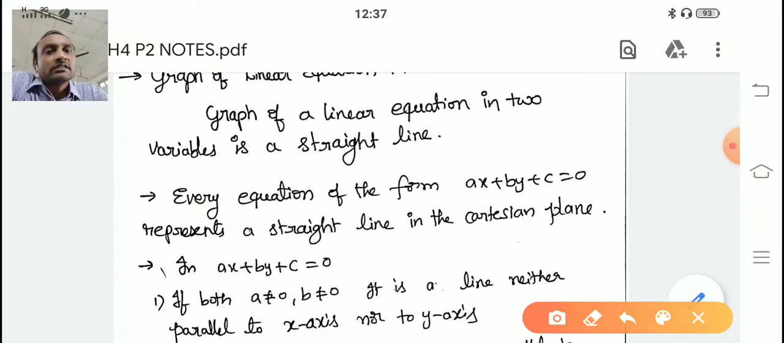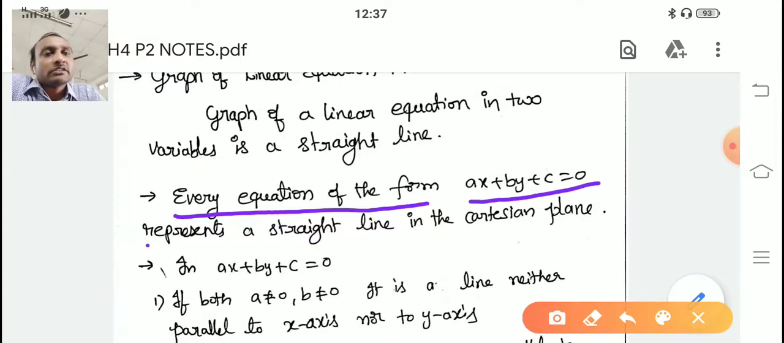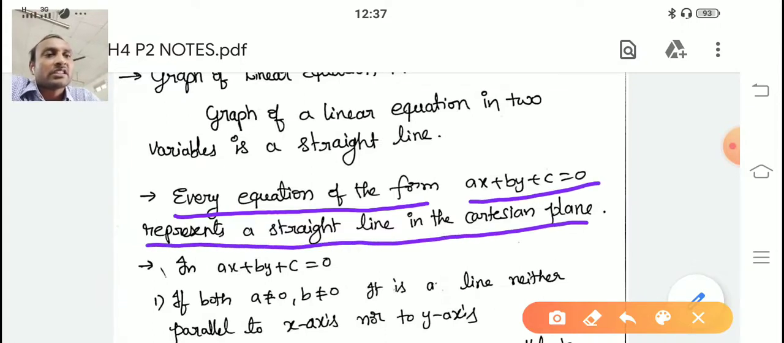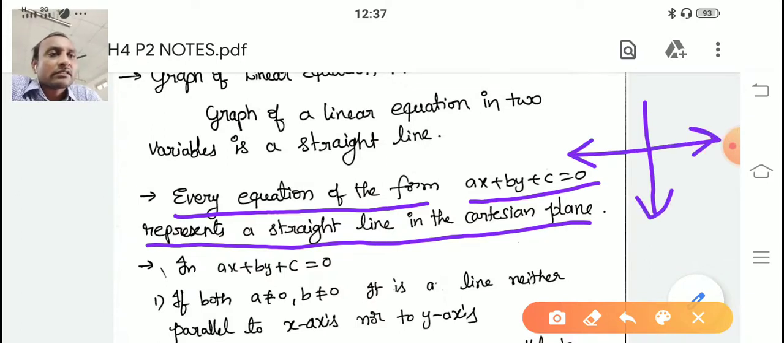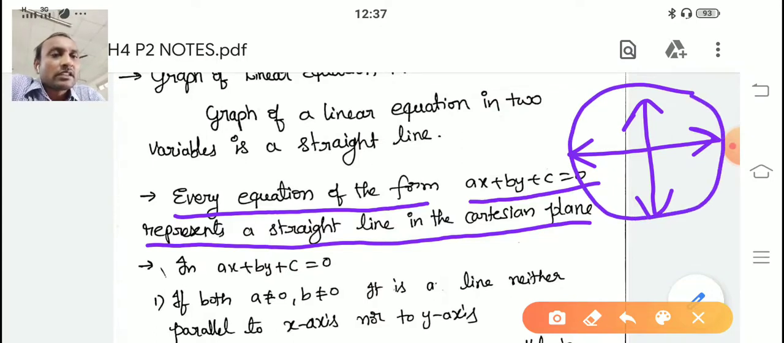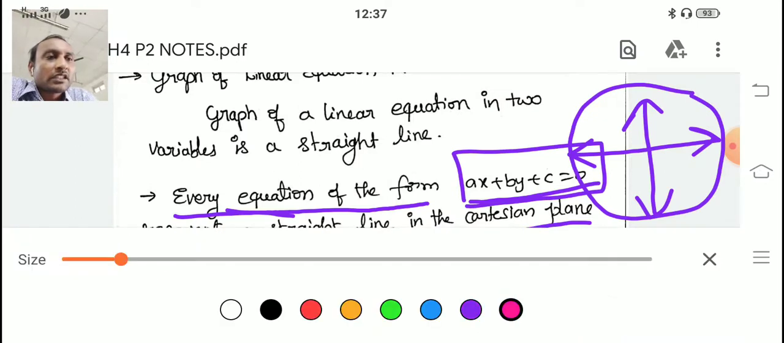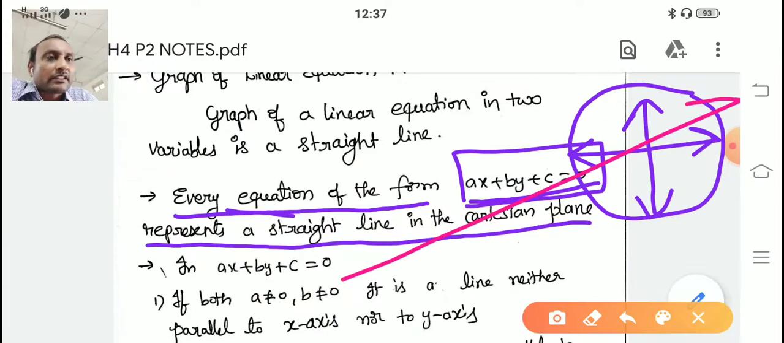First, every equation of the form ax plus by plus c equal to 0 represents a straight line in the Cartesian plane. Cartesian plane means, as you know very well, the x axis and y axis. On this Cartesian plane, every equation of this form represents a straight line.